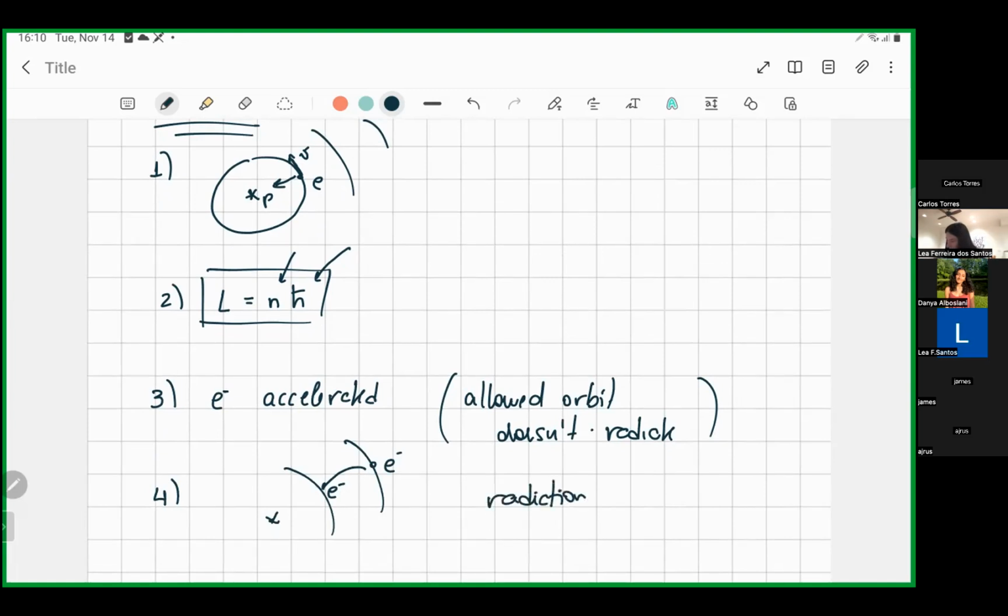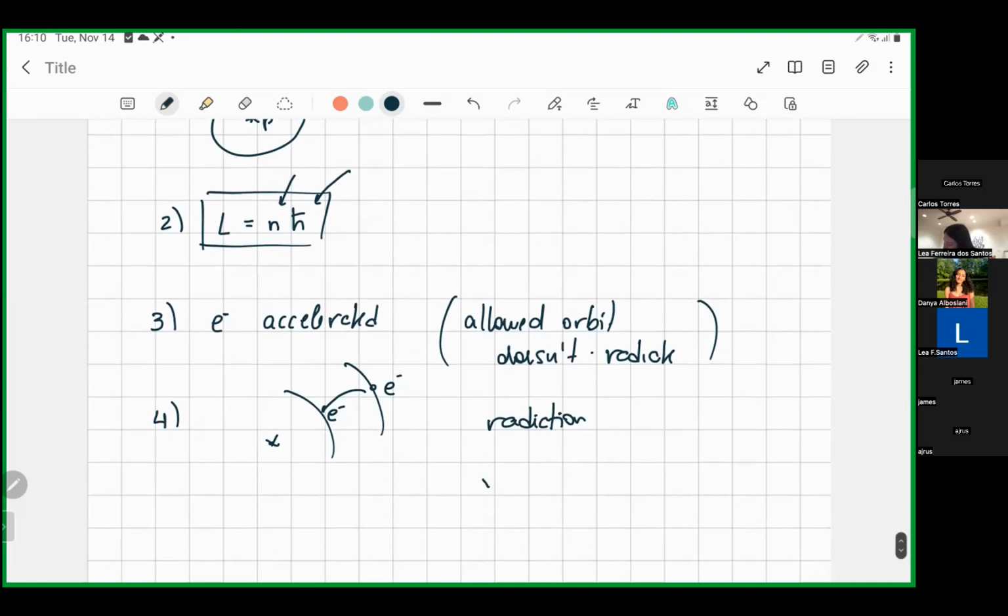And what kind of radiation? The frequency that this electron will emit will be determined by the difference of those energies. So the energy of this radiation, which is the photon, is the difference between the energy that it had here and the energy that it will have at the end.